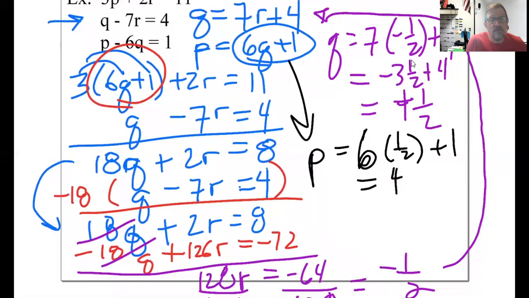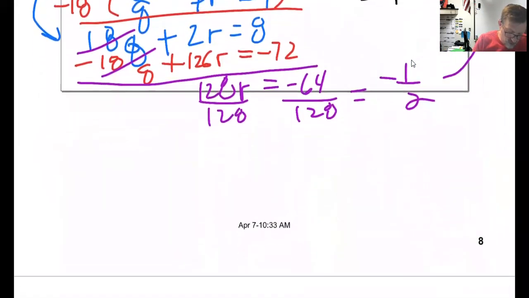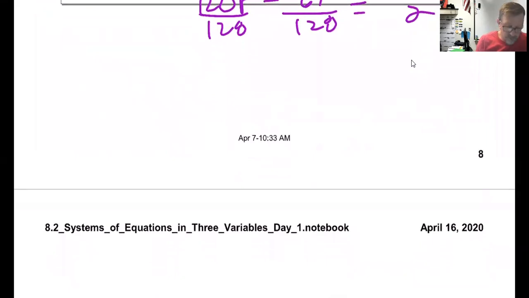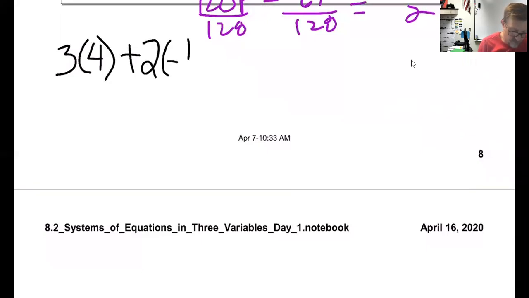Now, of course, I'm skipping a critical step here. I've skipped it in the last two problems, but in this problem, I'm actually going to show it. The check! That's what you're missing. Put the check in. So my first equation was 3p plus 2r equals 11. My p value, which I just found, was 4, and my r value is negative 1/2, and we're seeing if that equals 11.